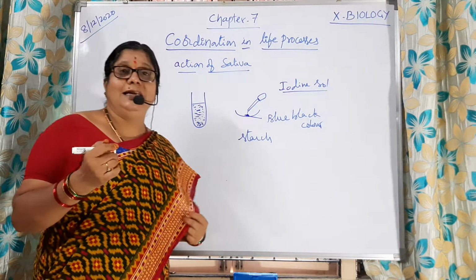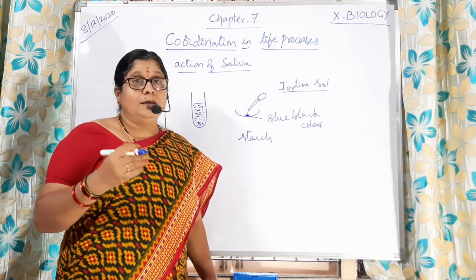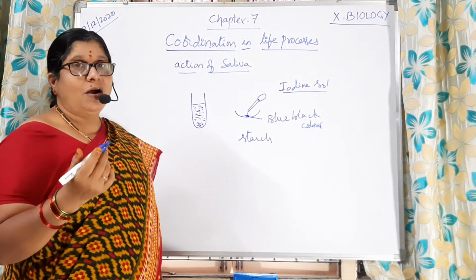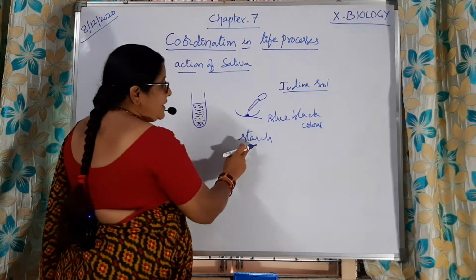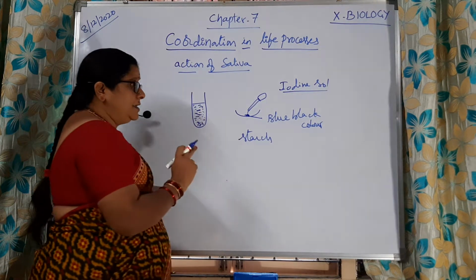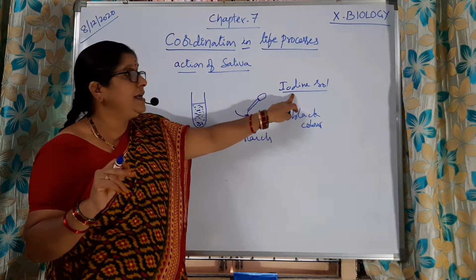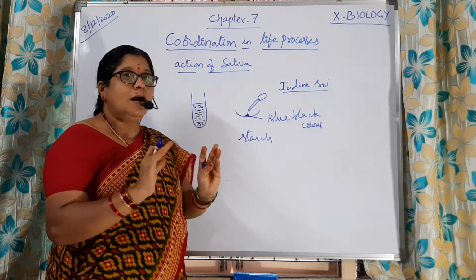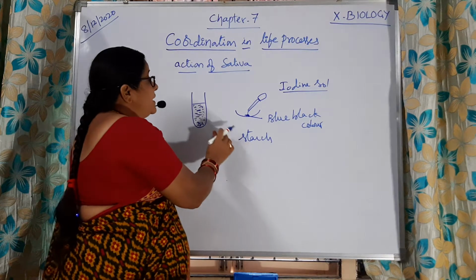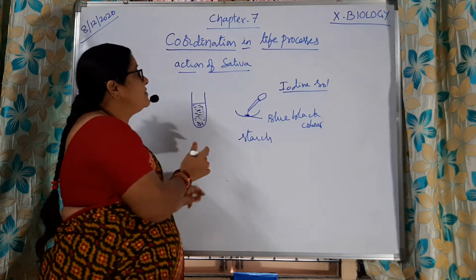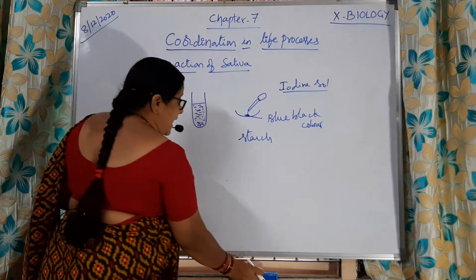You know that all the cereals like rice, wheat, maize, jowar contain an important nutrient called starch, that is, carbohydrate. An example of a carbohydrate is starch. The presence of starch is indicated with the help of the iodine test. Is it clear to children? So now we know that starch is present. Now we are going to conduct a test: what is the action of saliva on starch? That is our activity now.